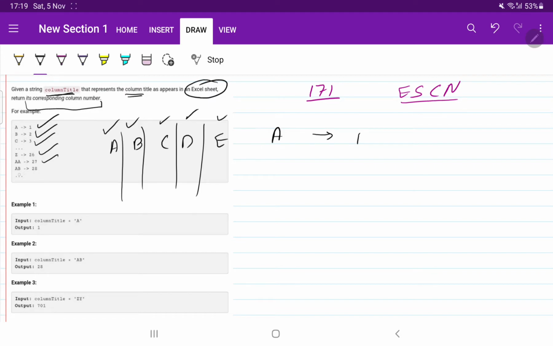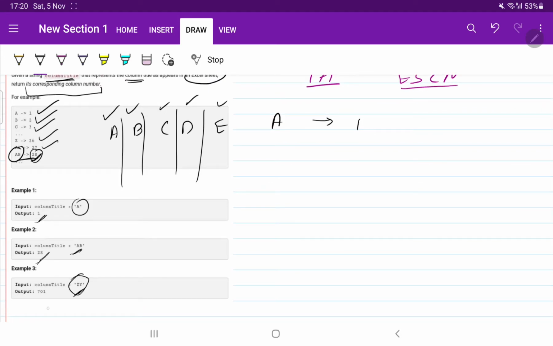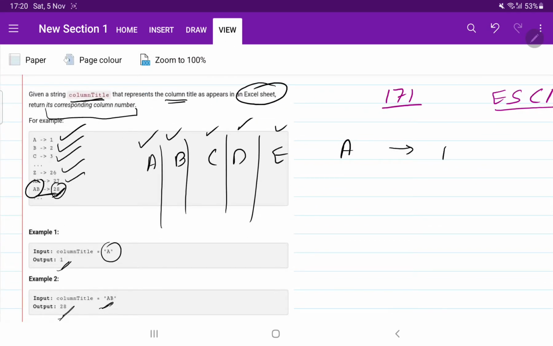So if they give AB, we have to return 28. Suppose if they give A, we need to return 1. For AB we need to return 28. If they give us the column title as ZY, we need to return 701. I hope the question is clear. You can pause the video and try the solution on your own.